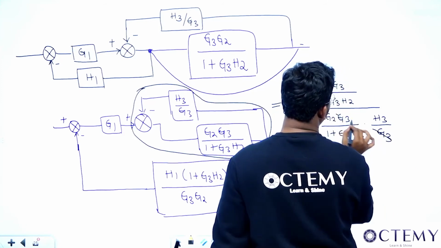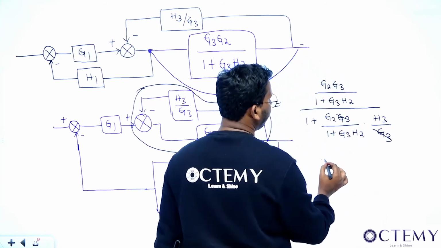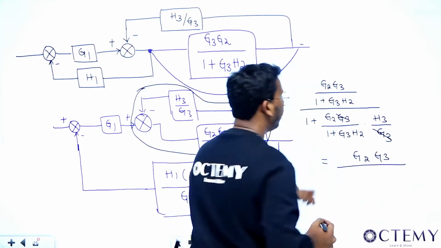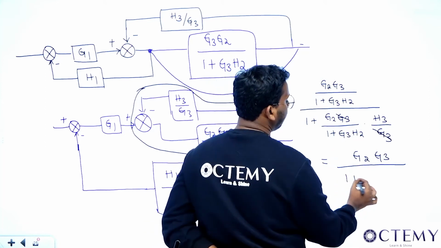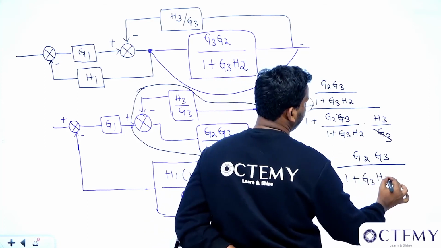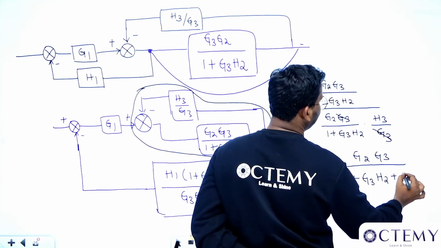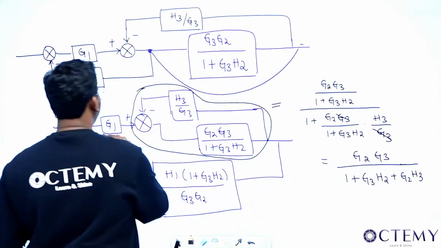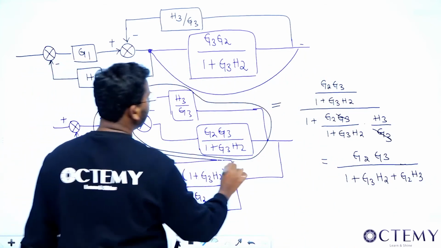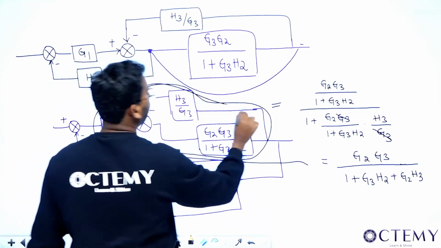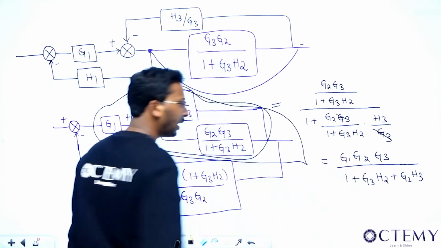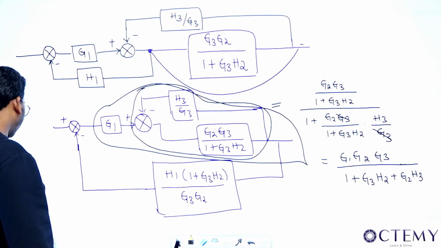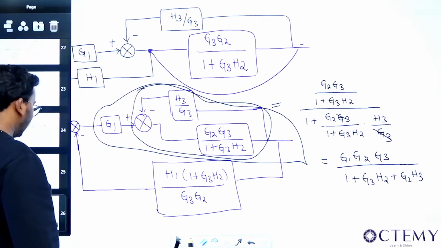So this G3 gets cancelled, and if you take LCM, what will you get? You will get G2 divided by G3 whole divided by, because when you take LCM, this gets cancelled, and you get 1 plus G3H2 into plus G2H3, right? Now this is in cascading, so if you also mix with this fellow, what will you get? You will get it as G1 will come extra, right? So what will the answer become, sir? The combination of this, the entire loop. See sir, what will that become? That will become like this.